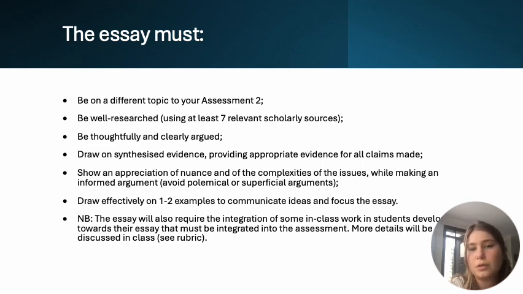This essay must draw from 1 to 2 examples, and whilst this might seem maybe a bit annoying to some of you, examples are actually a really great way to communicate ideas and focus your scope. So don't underestimate them, I suppose. You have to do it anyway, so maybe just really consider what examples could I use to really help me complete this assessment and complete it well as well.